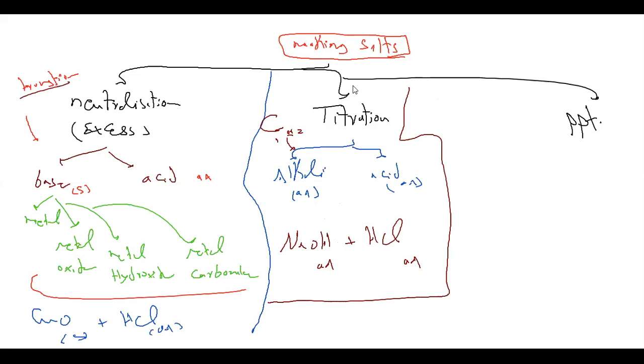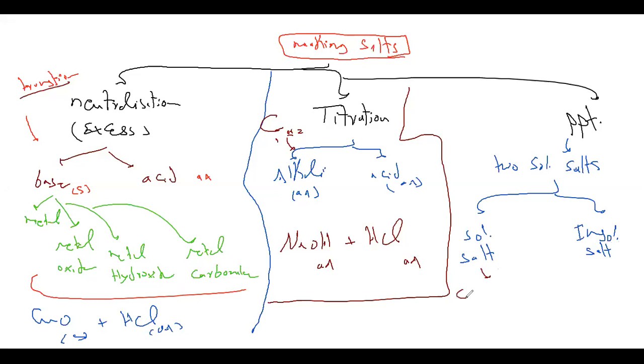For the third method, precipitation, the salt is formed between 2 soluble salts mixing together to form a soluble salt and an insoluble salt. For the soluble salt, we make crystallization. For the insoluble salt, wash with distilled water and dry.